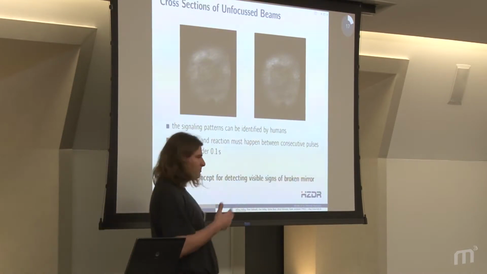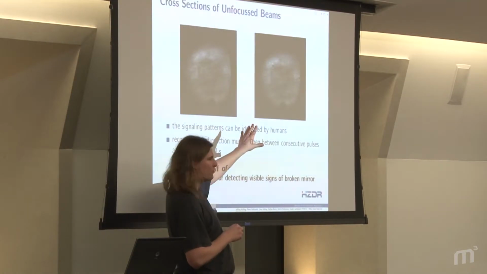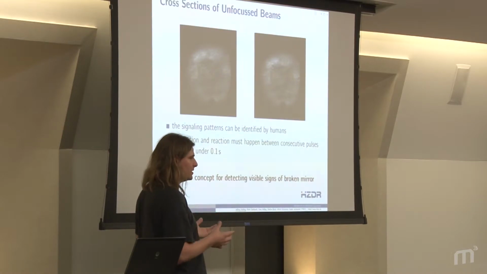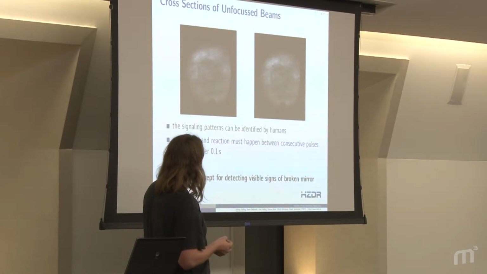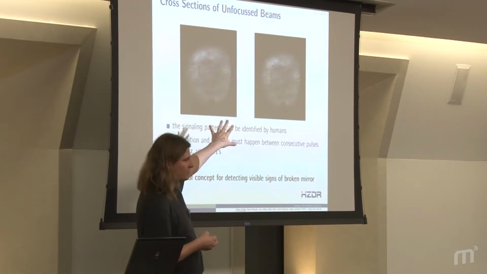And that's what I already said. This is basically a proof of concept for detecting the signs of a broken mirror. There are other signs of things which may be wrong in a laser, like there could be dust inside, there could be other misconfigurations. But this is what we have test data for, or at least a little test data, which we can use.